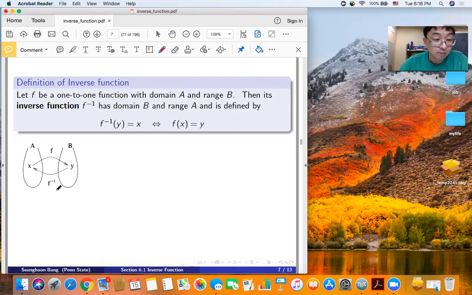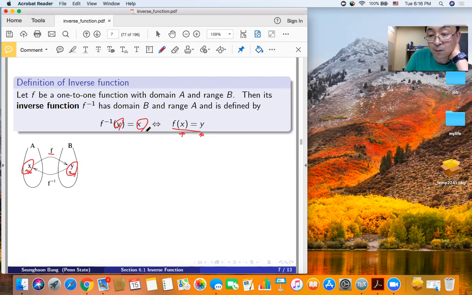This is the idea, so the exact diagram is like this. What is it like for the function f? x is going to y. x is the input, y is the output. What is it like for the inverse function? You have to interchange input and output. So here the input is y, and here the output is x. This is the definition of the inverse function.